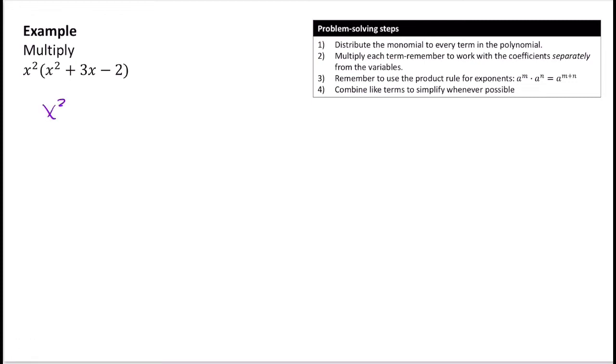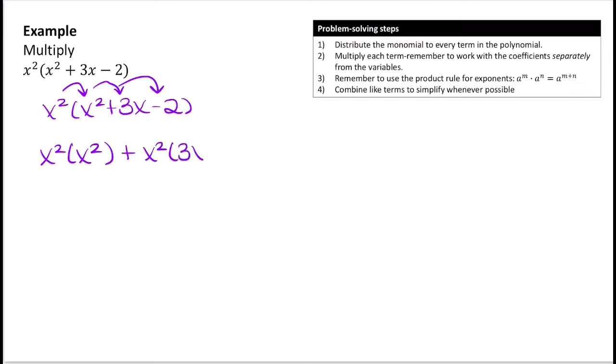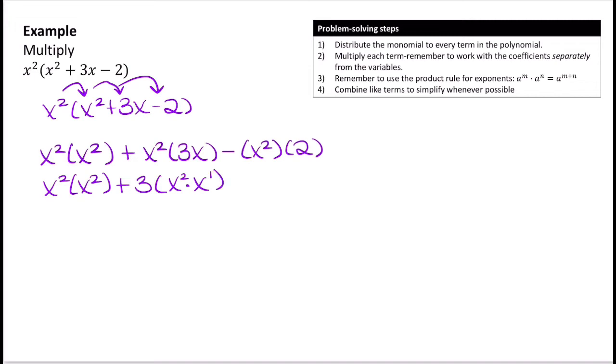We have x squared times x squared plus 3x minus 2. So I'm going to start off by distributing this x squared to all of these terms. So I have x squared times x squared plus x squared times 3x minus x squared times 2. So let's now rearrange whatever we can. So we have x squared times x squared, plus here I'm going to pull out that 3, and then we have x squared times x, which is basically x to the 1, and then minus 2 times x squared.